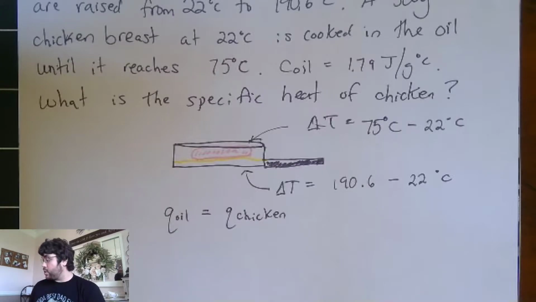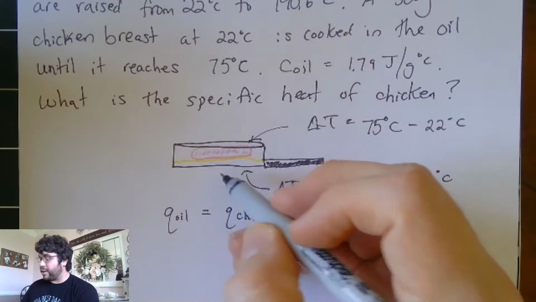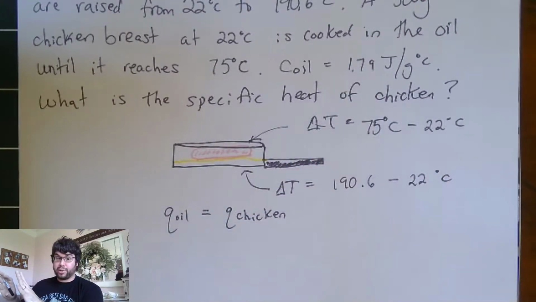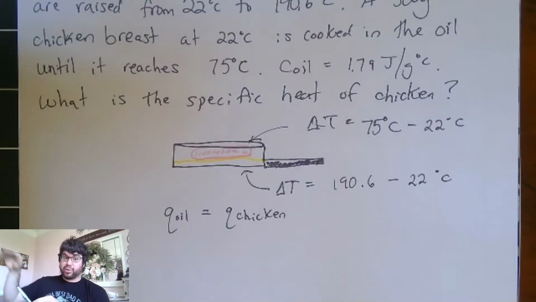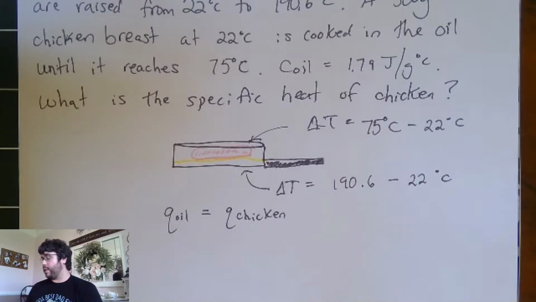Now, when we do this problem, we don't really have to worry about whether it's exothermic or endothermic, because the amount of heat changing is kind of weird in this one, because we've got the fire here keeping the oil at the same temperature at the end of the day. So the oil isn't changing in temperature, it's not dropping down in temperature, it's staying at 190.6. I think that's kind of the tricky part about this question.